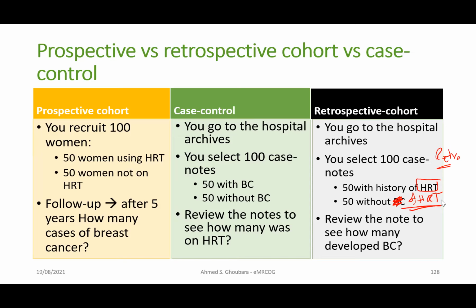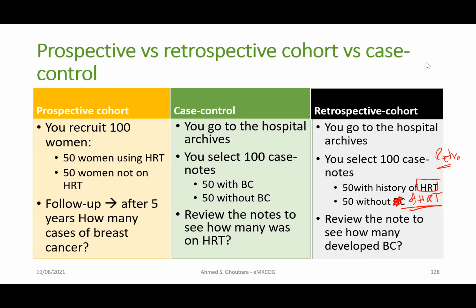In case control, there's also time, but retrospective, we study things after they happen, after they occurred. So you start with breast cancer, no breast cancer, then review the notes over the period of 5 years, for example. Have they ever used HRT or not? Have they ever smoked or not? Over the past 5 years, for example. So you study time in case control, prospective cohort and retrospective cohort study.